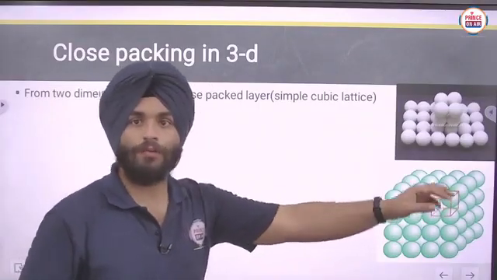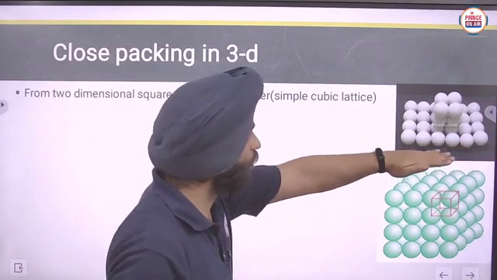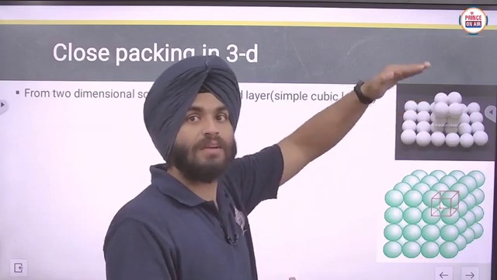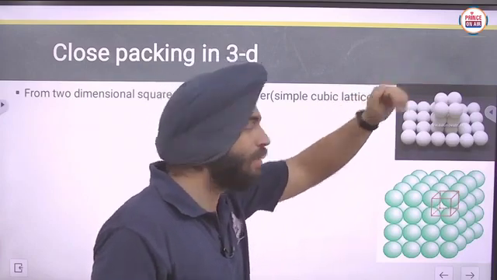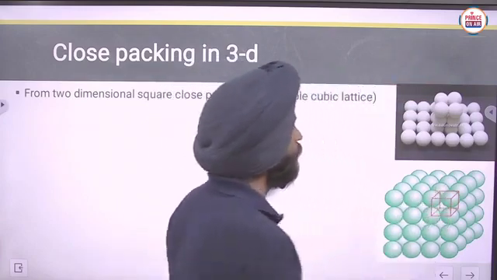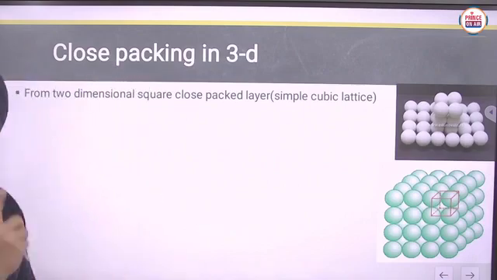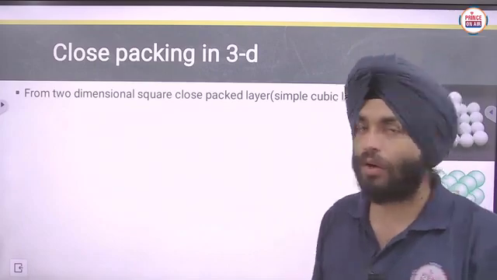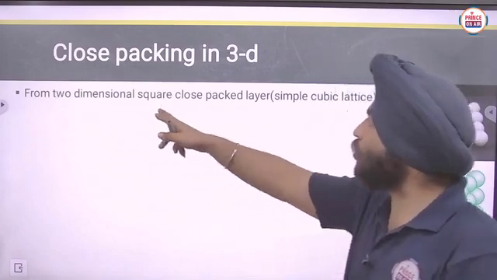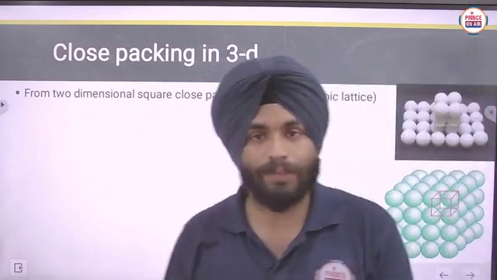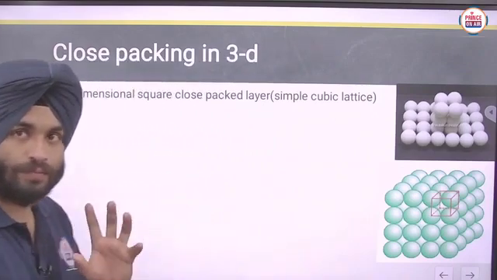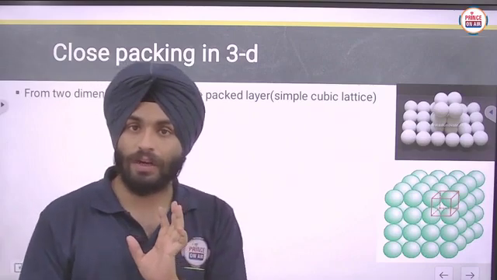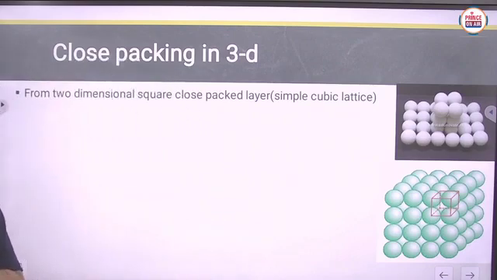If we place the same square close packed structures in 2-dimensional form, with these layers one over another, they will form the cubic form, and that is known as the simple cubic lattice. So from a 2-dimensional square close packed layer we can form the simple cubic lattice. Clear? So it will be close packing in 3 dimensions.